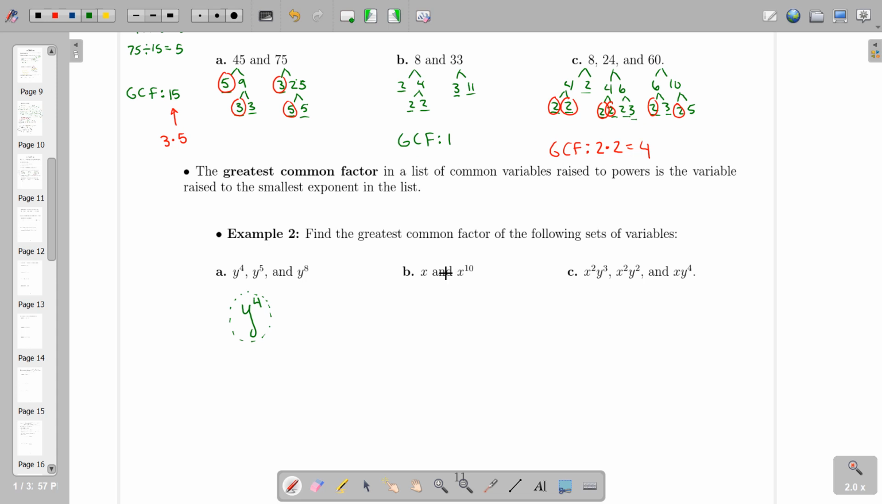So for x and x to the 10th, it would just be x, right? You can divide x by itself to get 1, and x to the 10th by x to get x to the 9th. And so using this lowest power idea, we just do the same thing here. We have an x squared and an x. Right? So we can have an x in our greatest common factor. y cubed, y squared, y to the 4th. Well, we've got to take the smallest one, y squared.